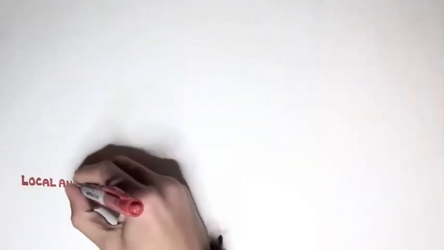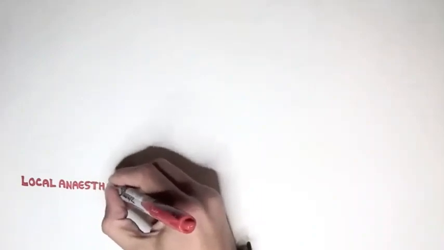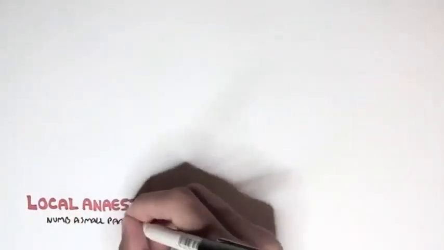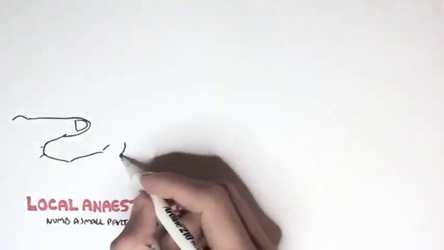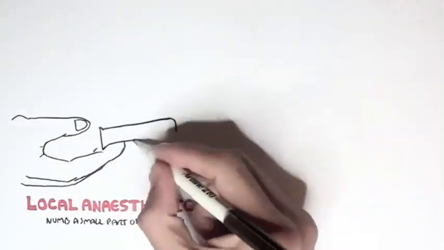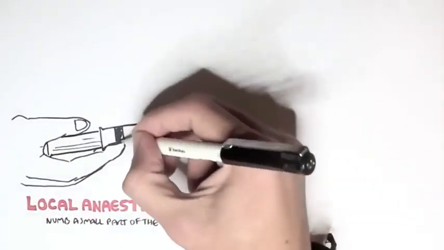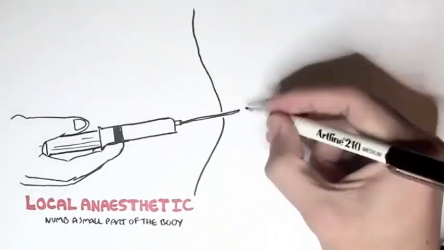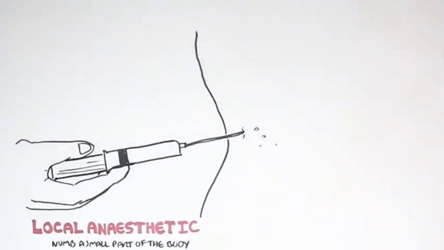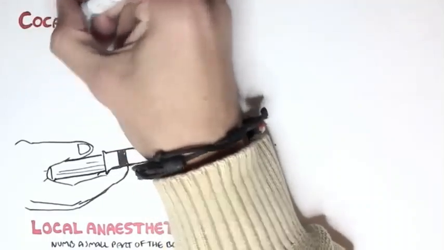Anesthetics, and this is an overview on local anesthetics to do with pharmacology. Now, local anesthetics are used in minor surgery to numb a small part of the body. So here you can see a doctor injecting some local anesthetics into the body to numb the area so we can't feel anything.